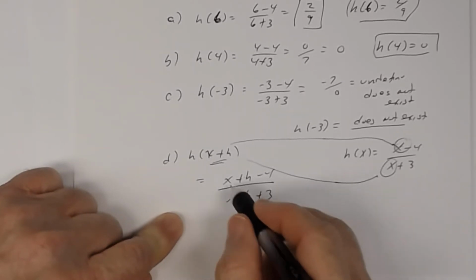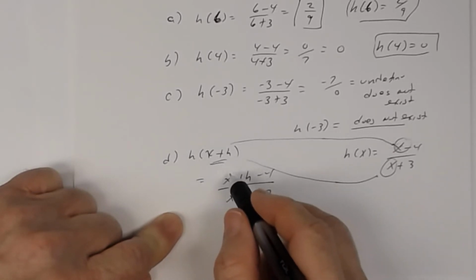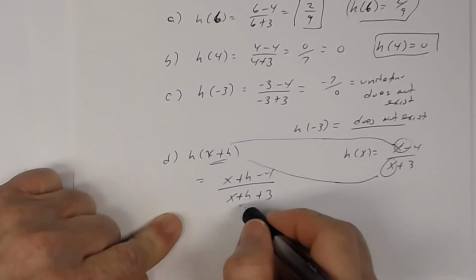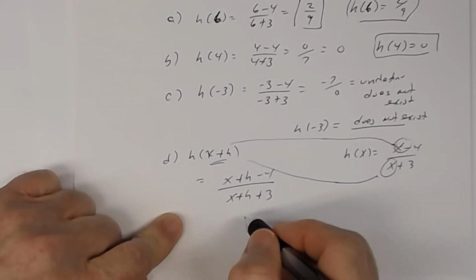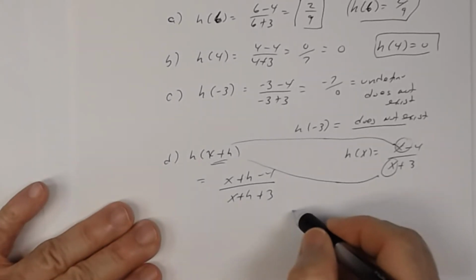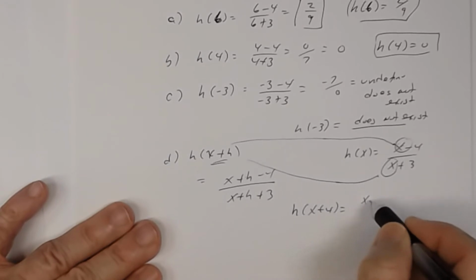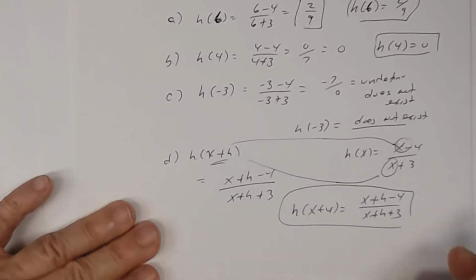You can't cancel these x's out because those are not factors. Remember, you can only reduce factors. These x's are not factors because of that plus symbol. The h's are not factors because of the plus and the minus right here. All right, so you got to be careful. So the answer is going to be h of x plus h is equal to x plus h minus 4 divided by x plus h plus 3. All right, so that's number 2.